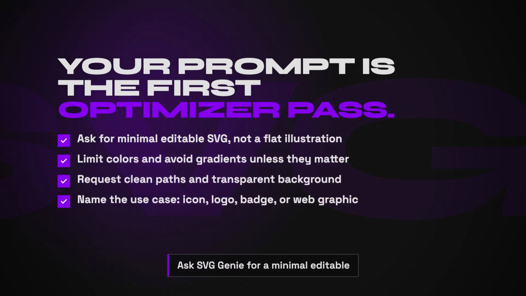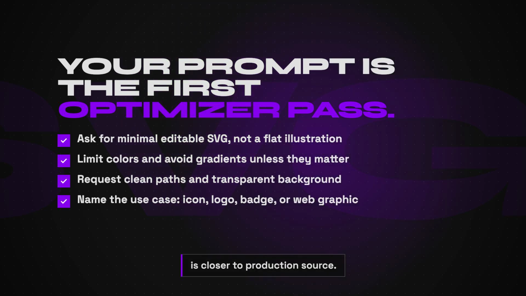Ask SVG Genie for a minimal editable SVG icon, simple path structure, 2 colors, no gradients unless needed, no raster images, and a transparent background. That kind of instruction gives the model a target that is closer to production source.